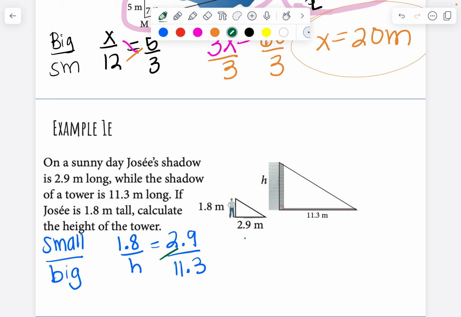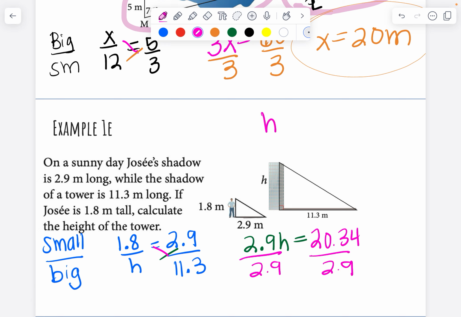And then solving this, 2.9 times h is 2.9h. 1.8 times 11.3 is 20.34. And then dividing both sides by 2.9, we would get that the height of the tower is 7.01 meters.